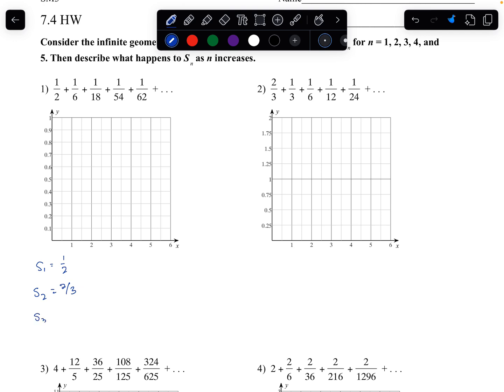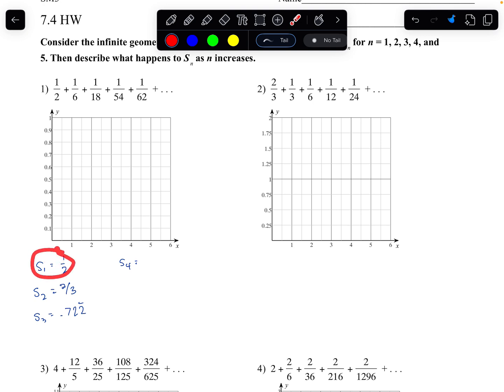And then S sub 3, to find S sub 3, I would add the first 3 terms. Or what I could do, since this right here was S sub 2, I could just take this and add 1/18. So 2/3 and add 1/18, and I get 0.7222 repeating.